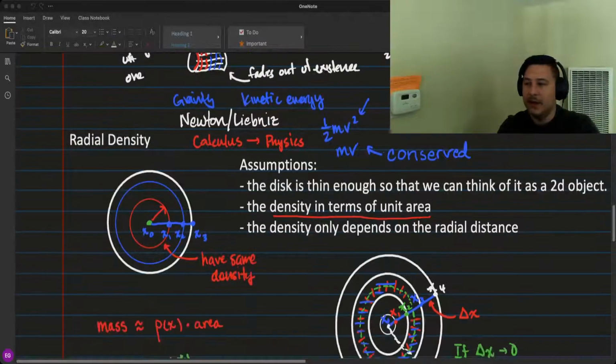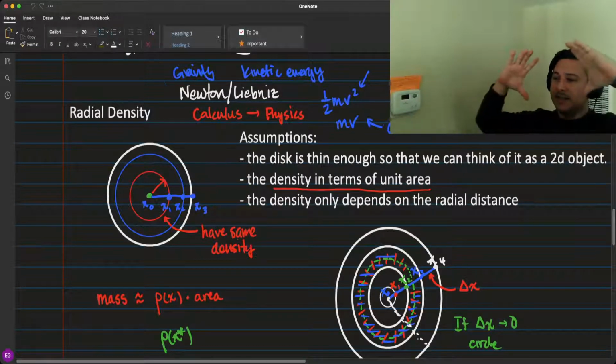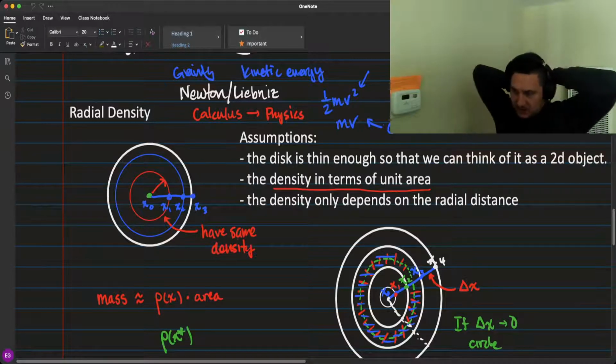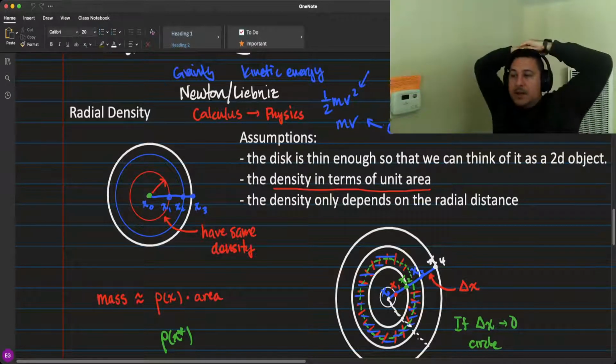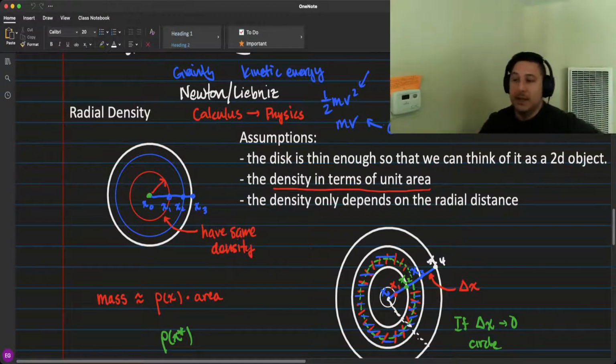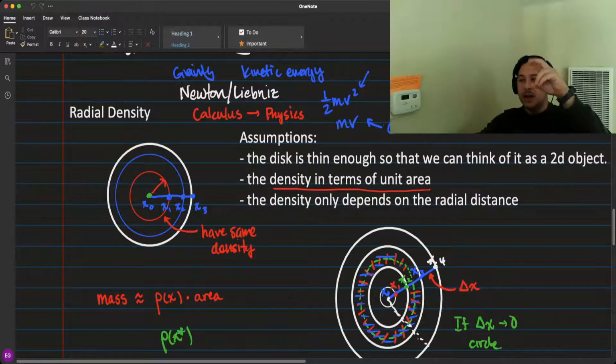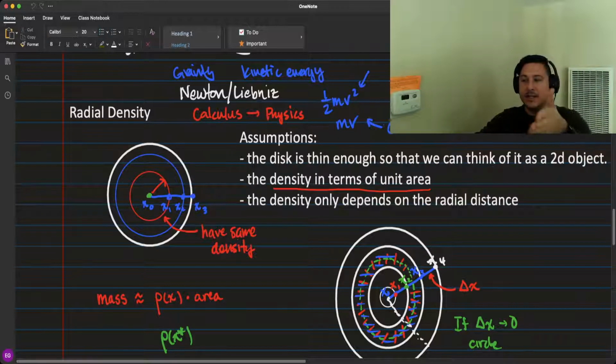Now, what we left off with last time was radial density. Radial density means we have this disk, basically a hockey puck, and we're assuming the disk is thin enough that we can think of it as a 2D object. Our assumption was that the density is in terms of unit area as opposed to unit length, because we're dealing with an area now, not just a one-dimensional object, and that the density only depended upon the radial distance.